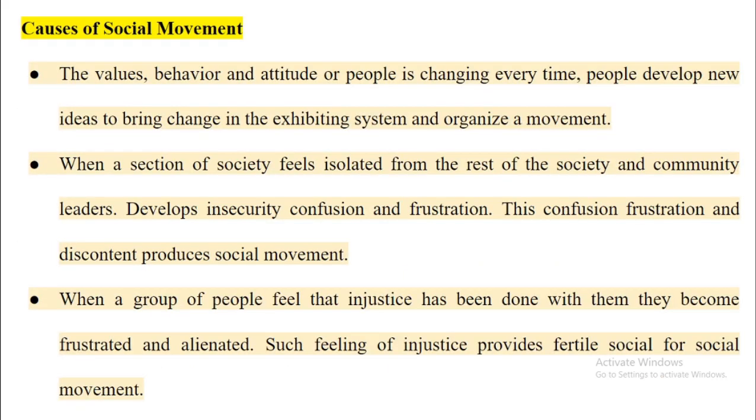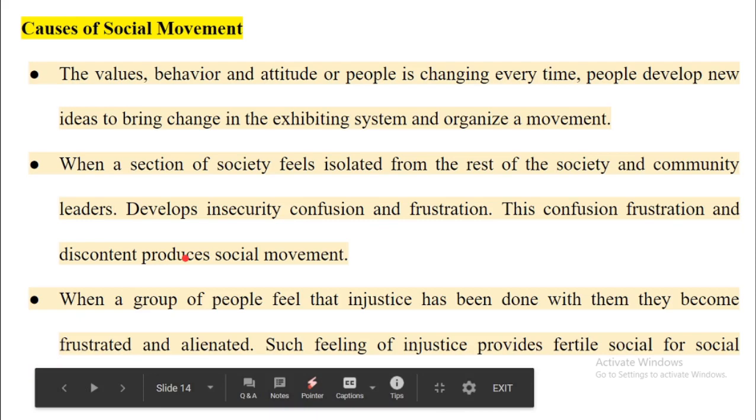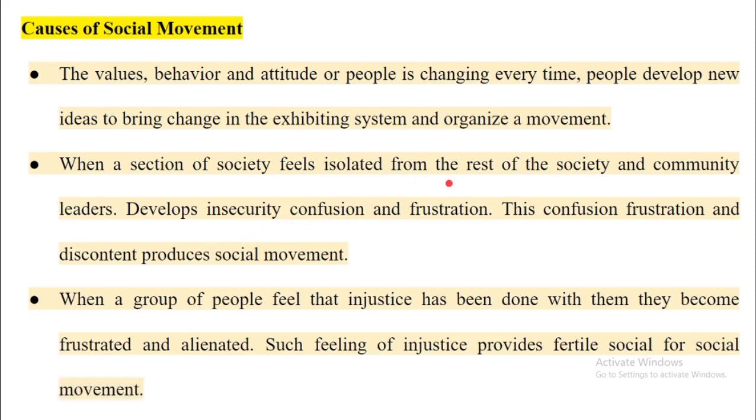Now, what are the causes of social movement? The values, behavior, and attitude of people are changing every time. People develop new ideas to bring change in the existing system and organize a movement. When a section of society feels isolated from the rest of the society, and community leaders develop insecurity, confusion, and frustrations, this confusion, frustration, or discontent produces social movement.